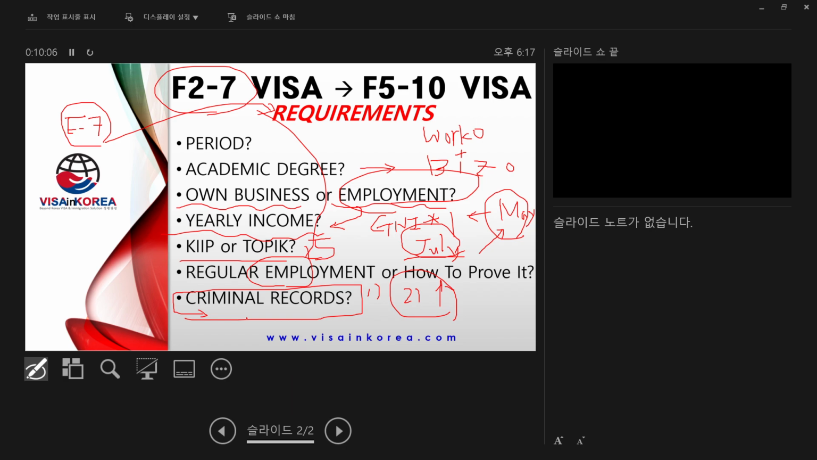And also, if your country is Indonesia, Indonesia is not an apostille country, so you need to get a notary in English from your country and get the consular confirmation stamp from your Ministry of Foreign Affairs, and you need to get an additional consular confirmation stamp from the Korean embassy. Okay, so I just explained the whole F7 to F5 visa, very important requirements.